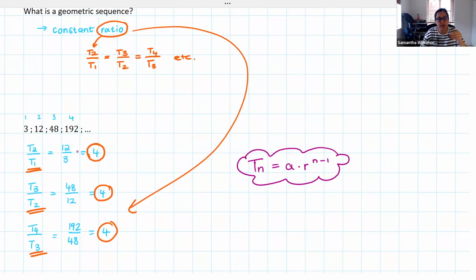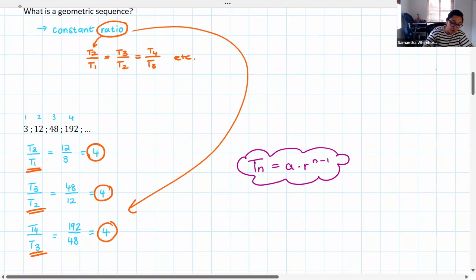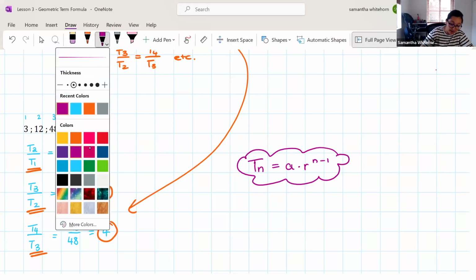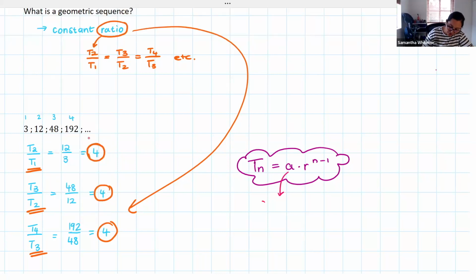Whereas with arithmetic patterns or arithmetic sequences, the a in Tn equals a plus n minus 1 d, and that a represents your first term. And that is the same for your geometric patterns. So if we just have a quick reminder for ourselves of what each of these things mean, a is your first term of the whole sequence that you're working with.